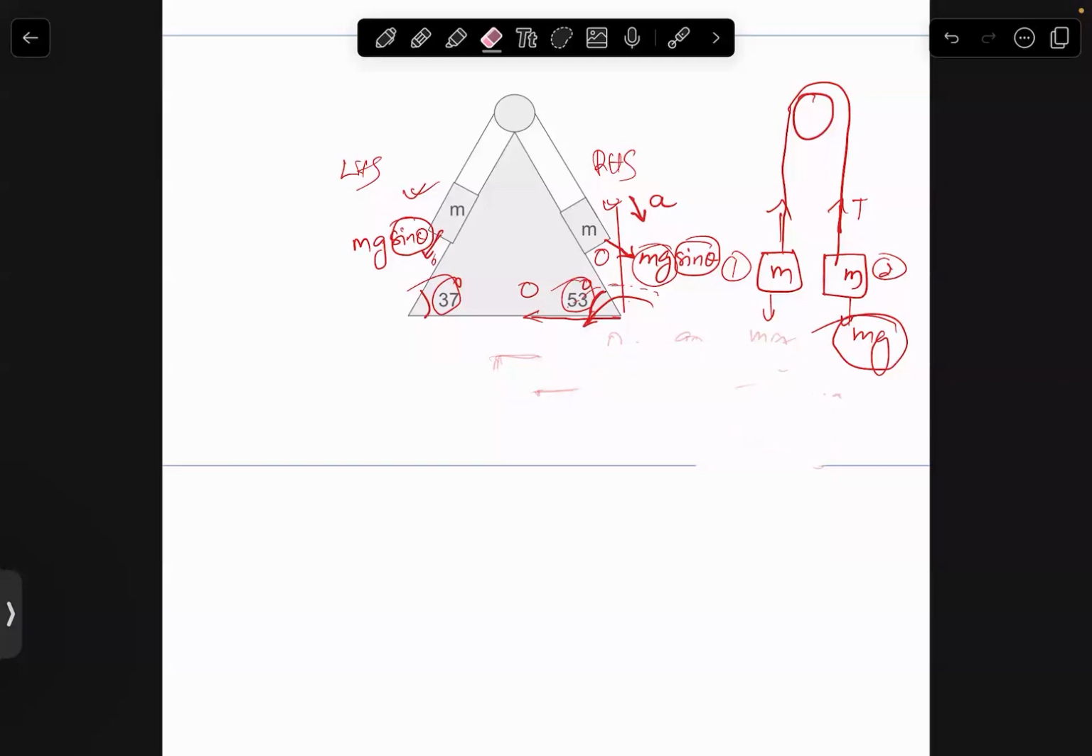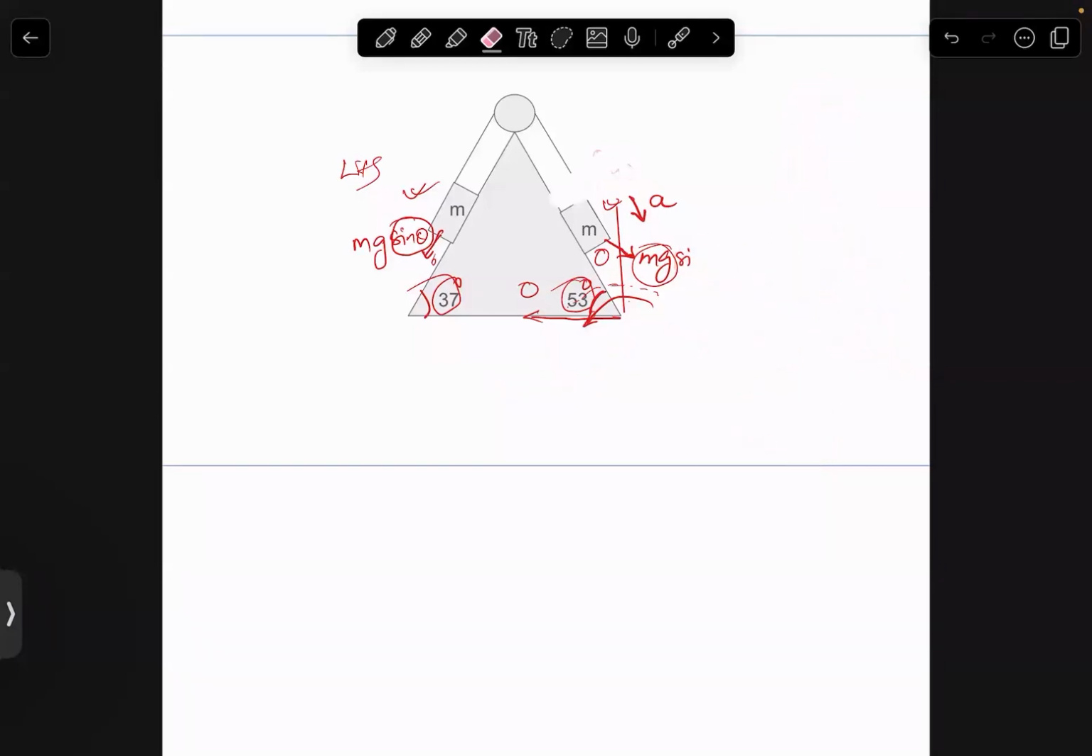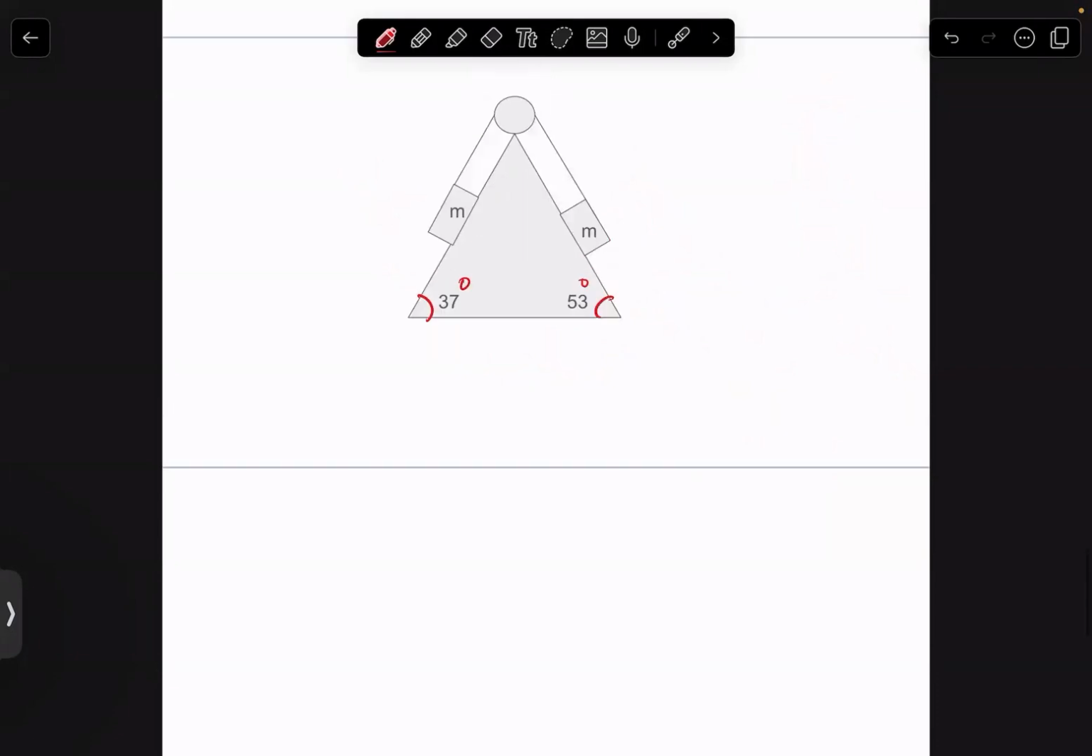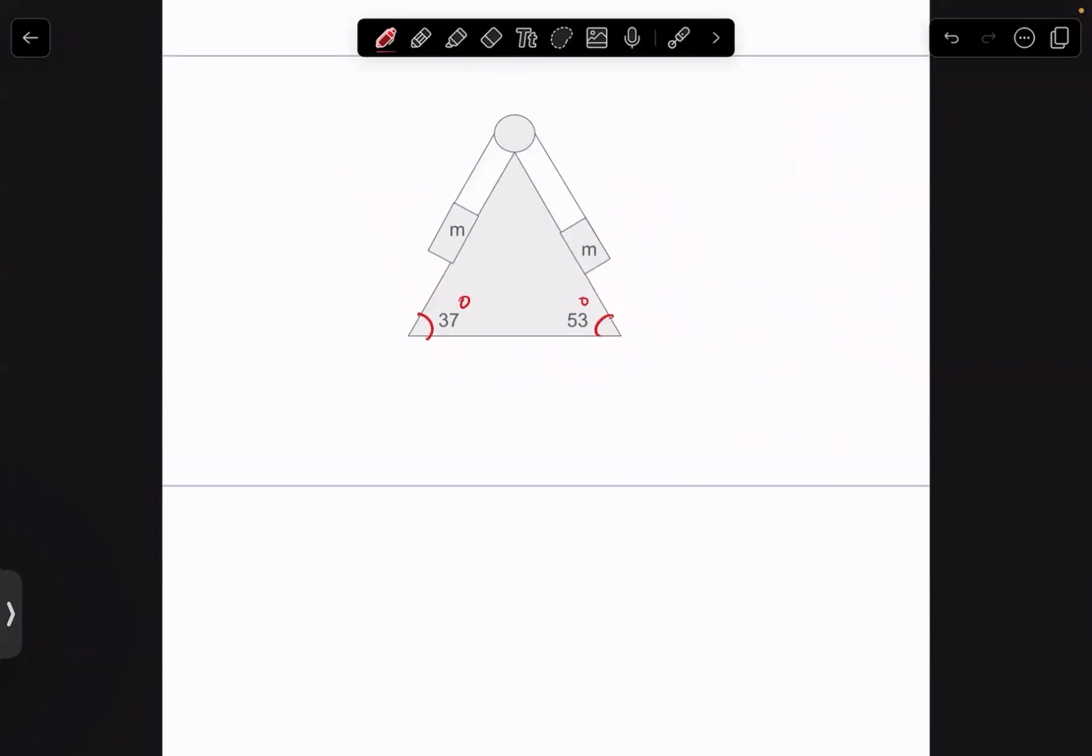Now we will solve the problem. So how to solve this? Okay, now we have got a plain canvas. Let's solve this problem. So this is 37 degree and this is 53 degree. Two masses are suspended over the smooth surface of this double inclined plane.